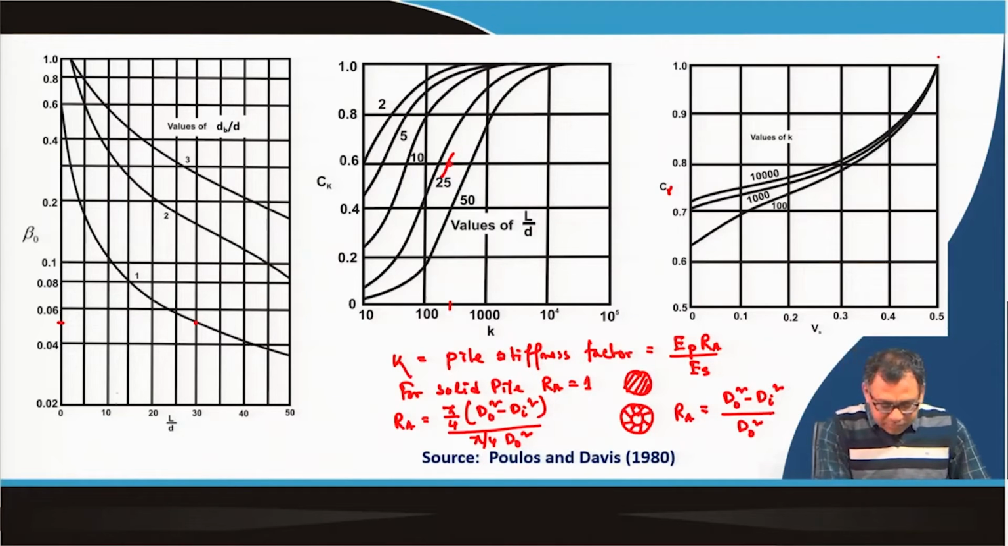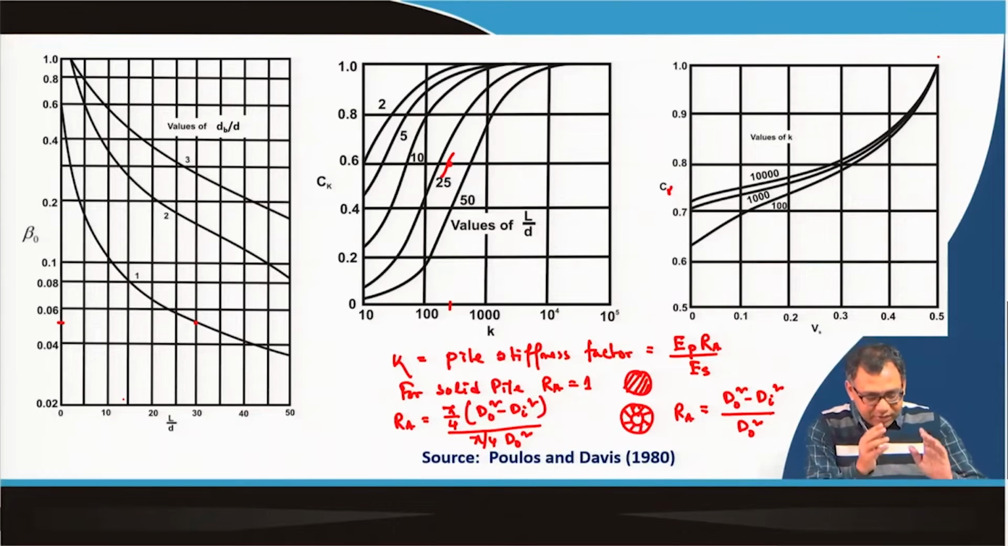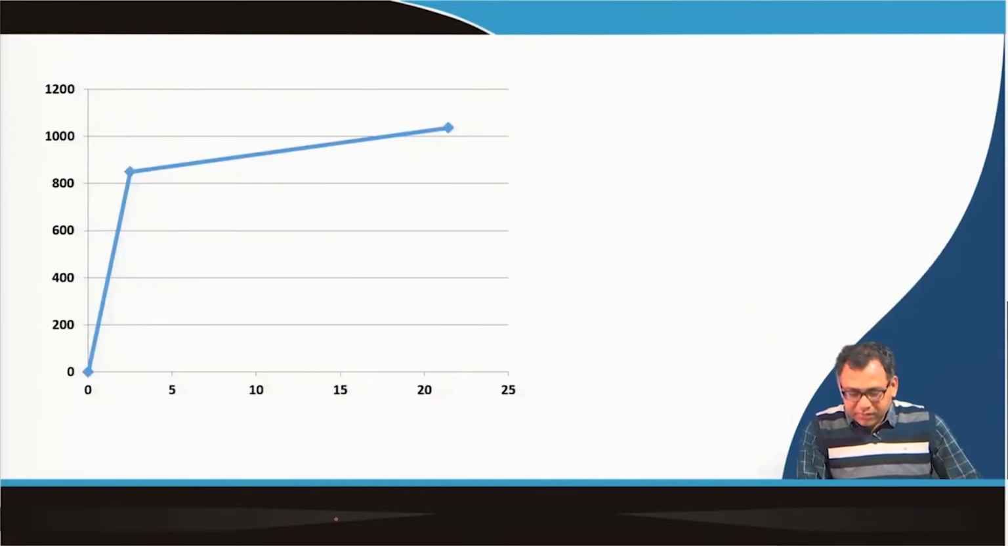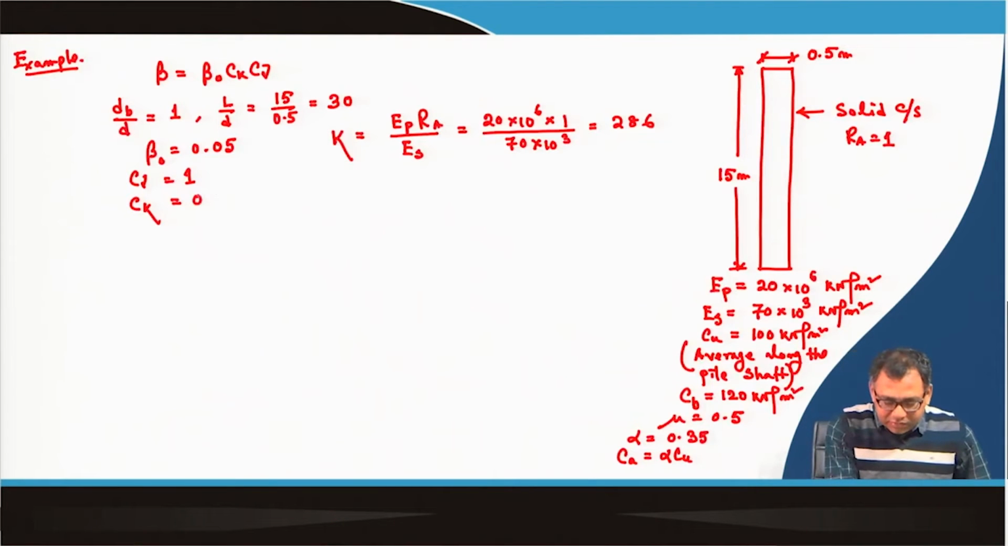So, beta 0 value has been taken as 0.05 from the curve, and C k value, the correction factor due to pile stiffness, is equal to 0.6 because k is equal to 286, L by D is equal to 30. So, this will be around 30, 25, this is 50, this is 25, 10, 5, 2. So, 30 will be around here. So, this is the value, that is 0.6. So, we can write that C k is equal to 0.6.